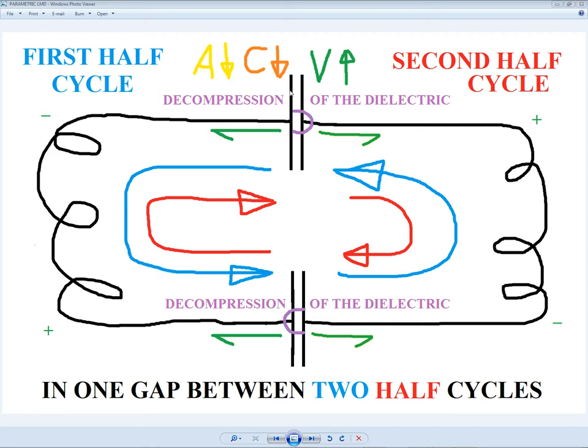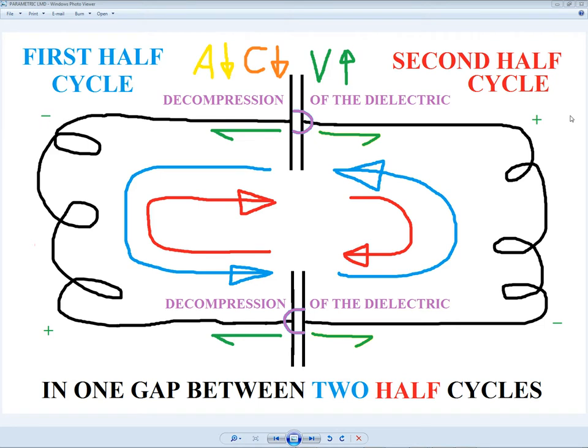But when it comes time for the polarity of this capacitor to swap sides, just in the gap between two half cycles, in between the first half cycle counterclockwise and the second half cycle clockwise, it now decompresses, but very suddenly and very abruptly, because there's no pressure on either side. There's no polarity of voltage on either side in that gap. You can't say there's positive and negative.